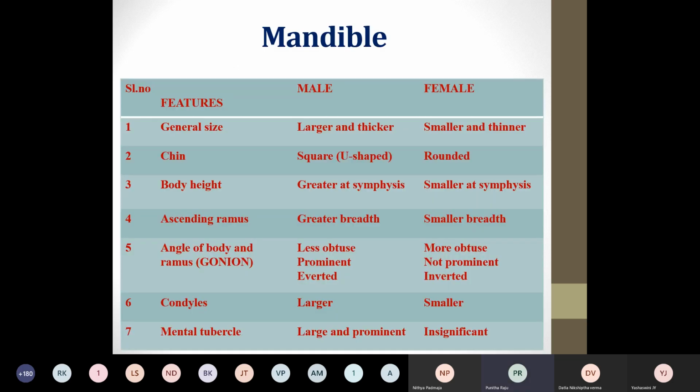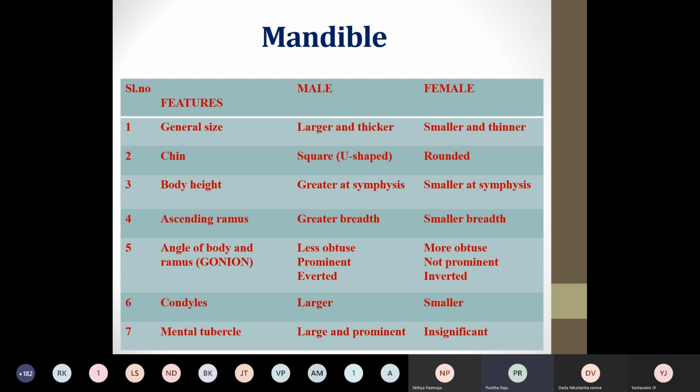The next is the angle of the body and the ramus. The angle between the body and the ramus, we call it gonion. Gonion is less obtuse in males and more obtuse in females, it is more prominent in males and less prominent in females, and it is everted in males and inverted in females. So these are the differences between male and female mandible.